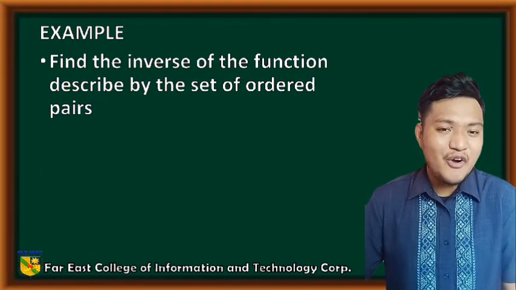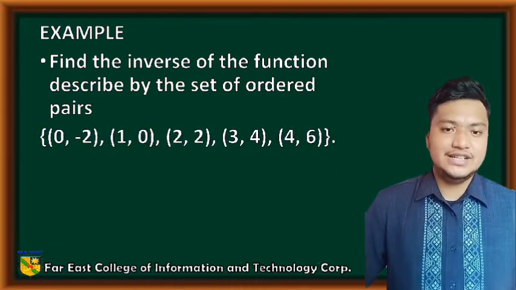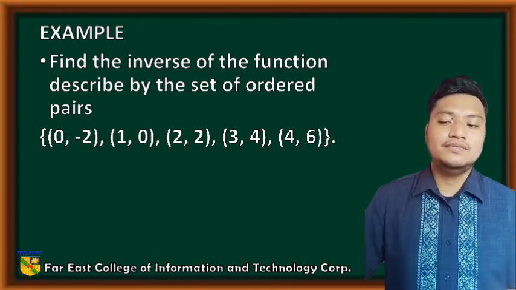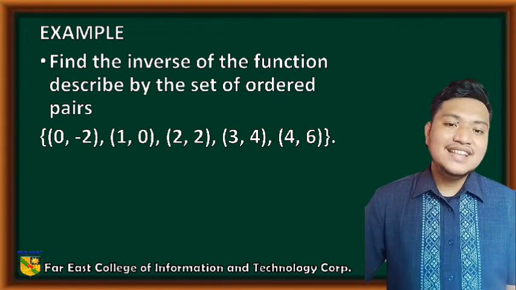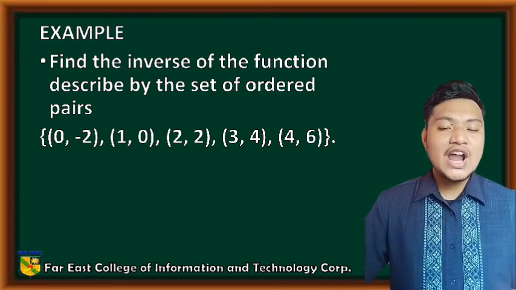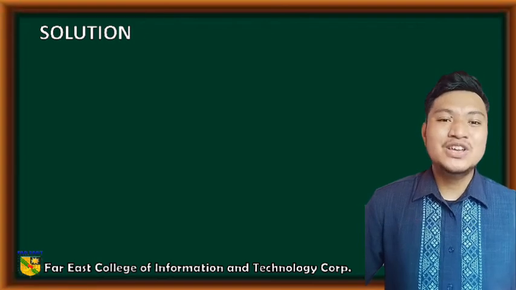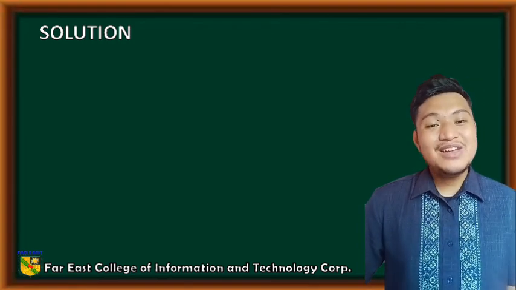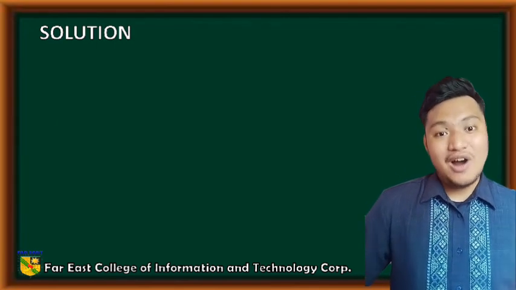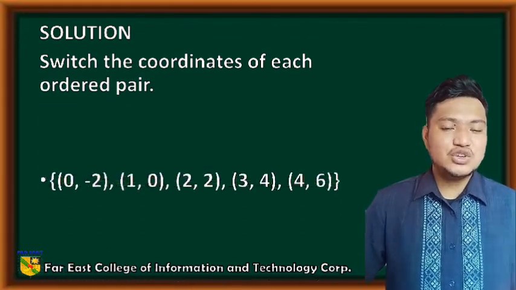Find the inverse of the function described by the set of ordered pairs: (0, negative 2), (1, 0), (2, 2), (3, 4), and (4, 6). So how do we inverse them? It simply means the value of x transforms into the value of y or vice versa. So switch the coordinates of each ordered pair.